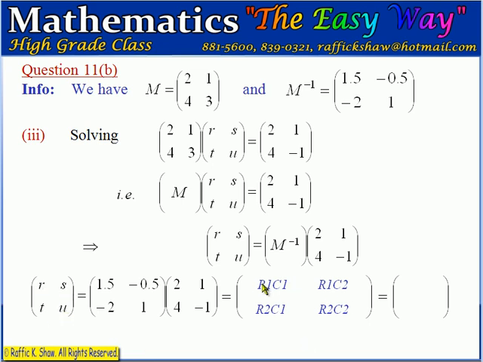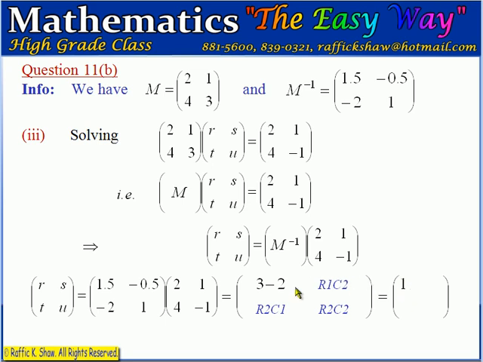Now the first element here is given the code R1C1, meaning we have to multiply the first row by the first column. This element is a first row, first column element, and so we have to multiply this first row by this first column to get this element. And let's show the result of that calculation. 1.5 multiplied by 2 is 3, and 0.5 multiplied by 4 is 2, and so this element is 3 minus 2, and the result of that 3 minus 2 is 1.